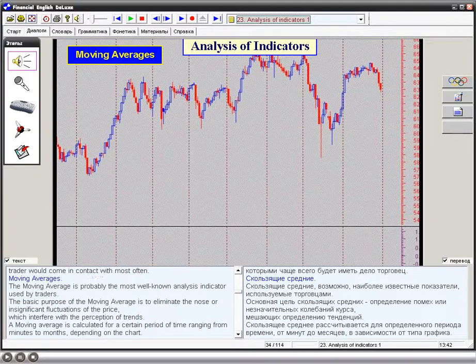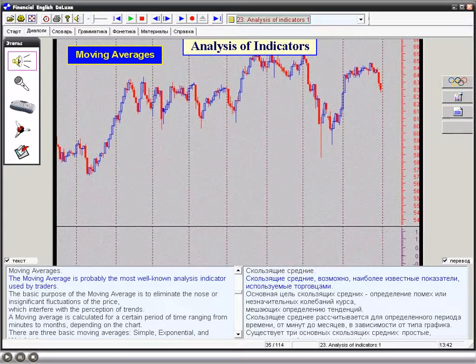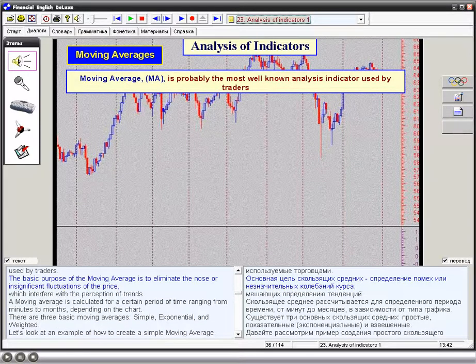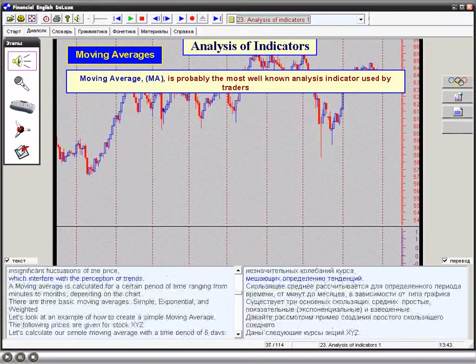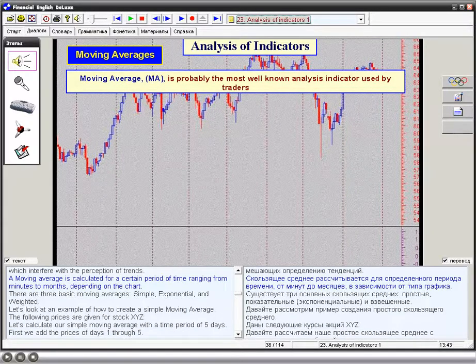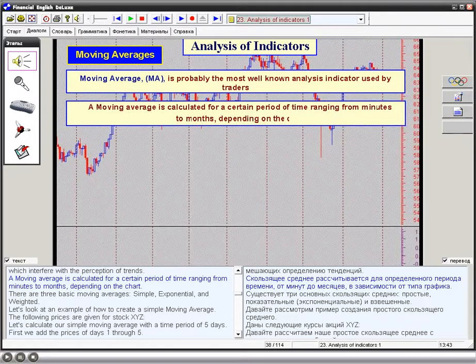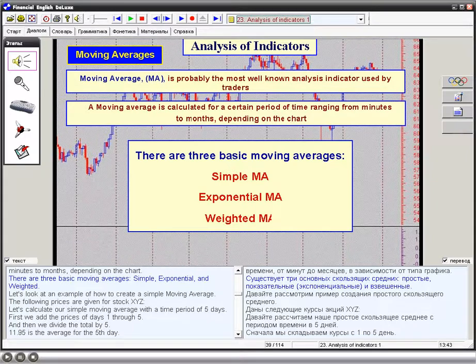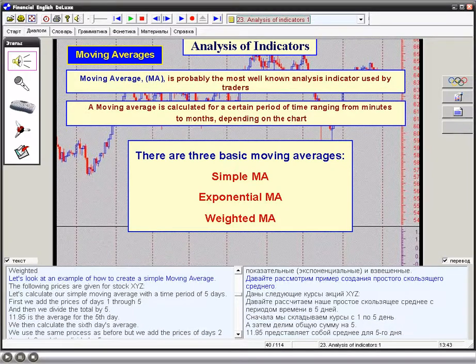Moving averages. The moving average is probably the most well-known analysis indicator used by traders. The basic purpose of the moving average is to eliminate the noise or insignificant fluctuations of the price which interfere with the perception of trends. A moving average is calculated for a certain period of time, ranging from minutes to months, depending on the chart. There are three basic moving averages: simple, exponential, and weighted.